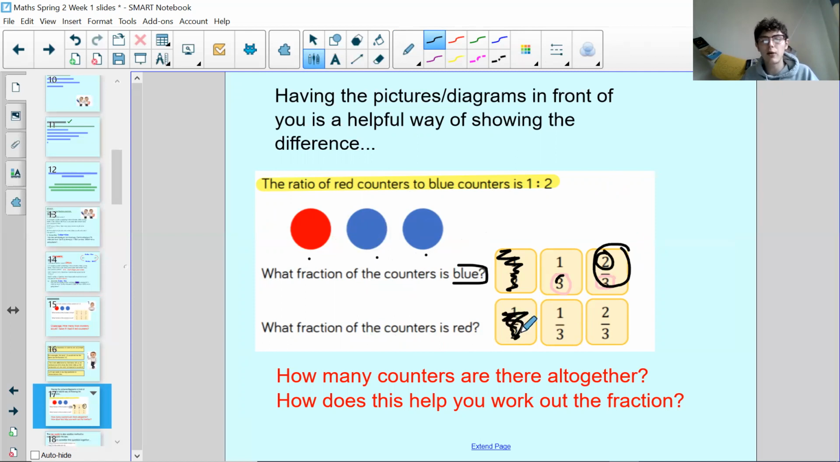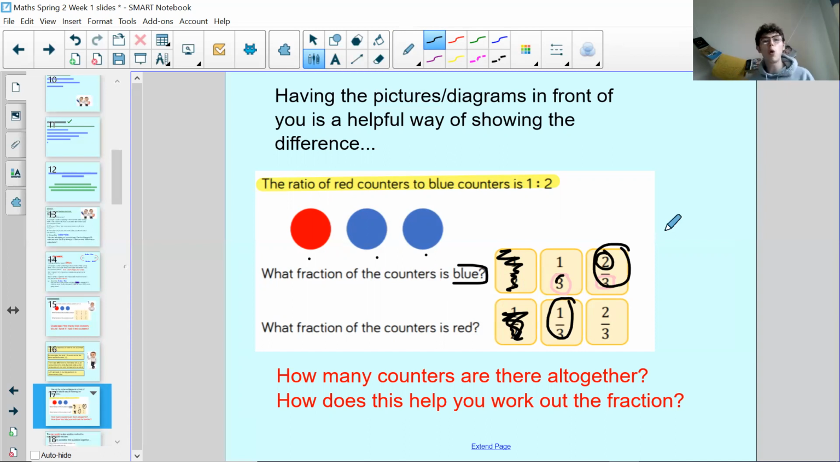So we can cross this one out again. Now, how many of the counters are red out of this 3? 1 is. Okay, only 1 is red, which would make it our numerator. So 1/3 of our counters are red. And as you can see, neither of these are the same as the ratio, which is 1 to 2.